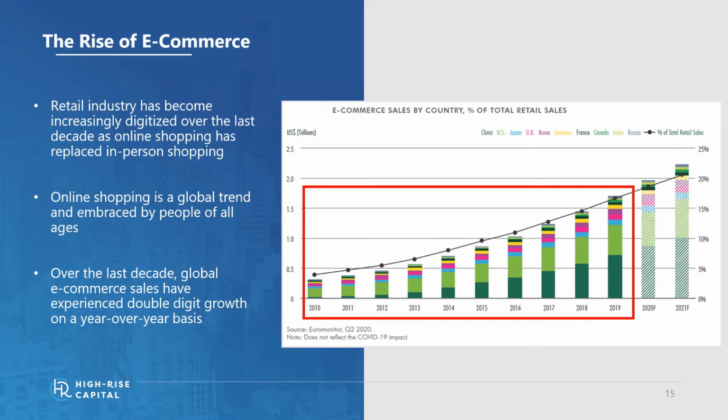So if you see here on the figure, you can see how that growth is taking place. And right here, it's reflecting, in terms of trillions of US dollars, major worldwide economies and the growth that's taken place. And this is really reflective of the overall percentage of total retail sales. And you can see the trajectory of how this has taken place over the last 10 years or so.